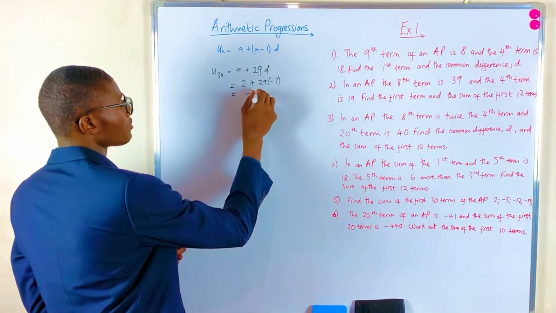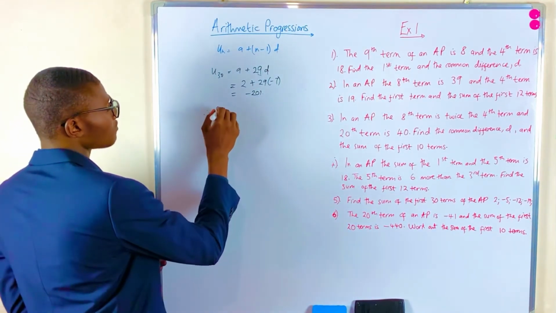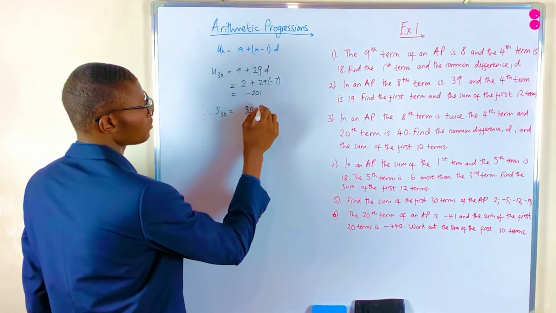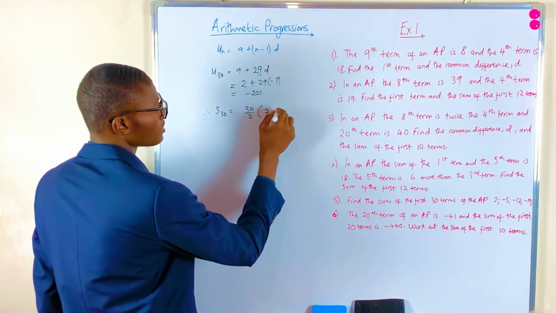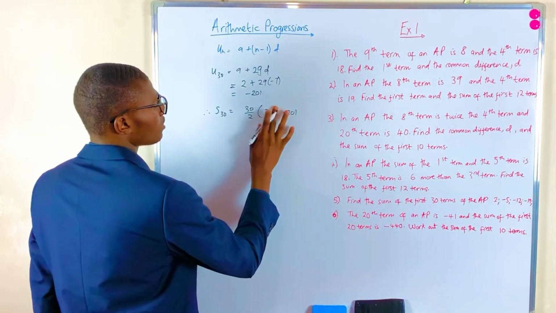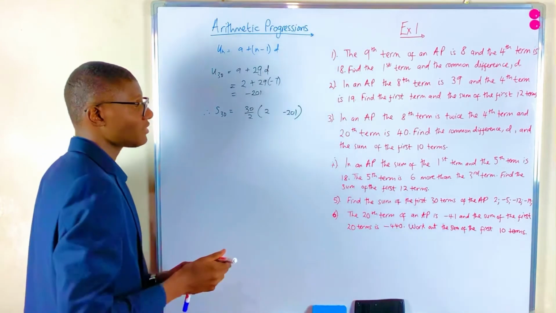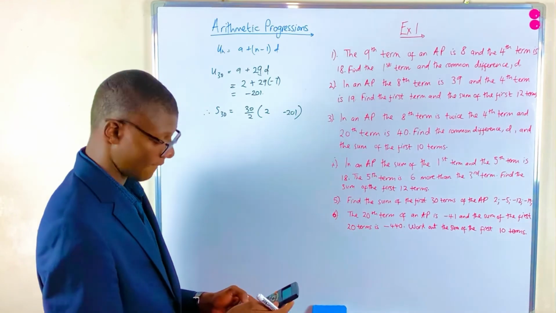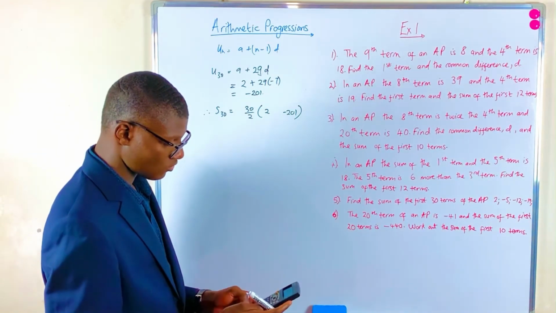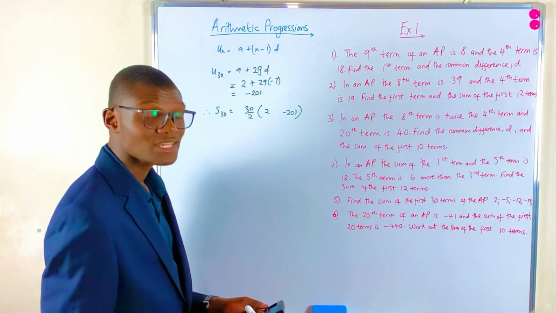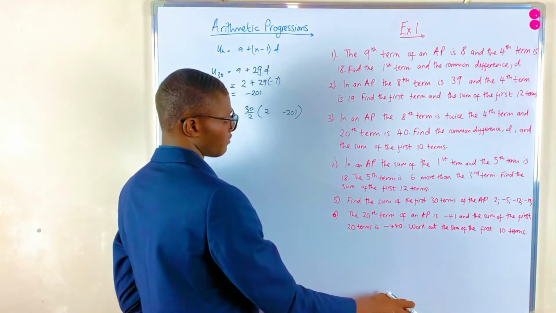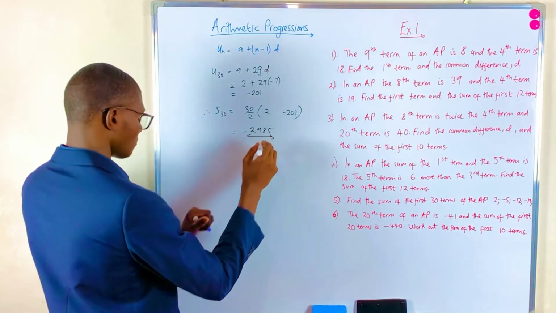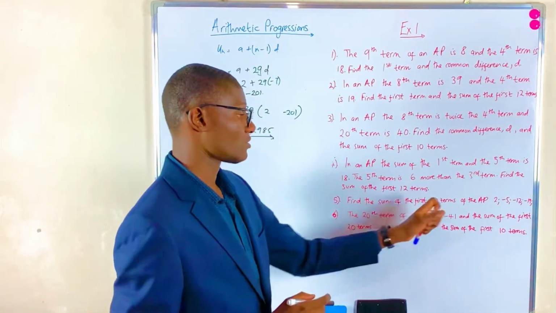So minus 201, such that the sum of the first 30 terms would be equal to n over 2, 30 over 2, a, which is 2, plus l, which is minus 201. So this moves like 15 multiplied by 2 minus 201. That will give us minus 2,985. So this will be minus 2,985. This will be the sum of the first 30 terms of this AP.